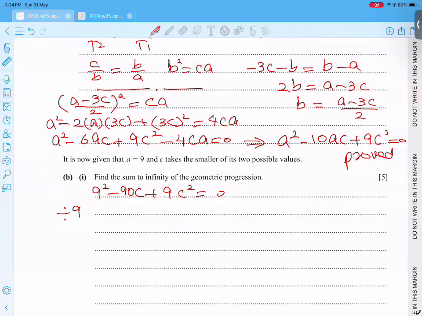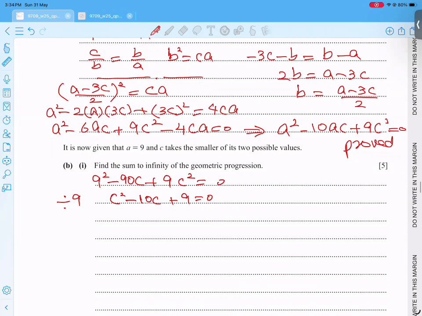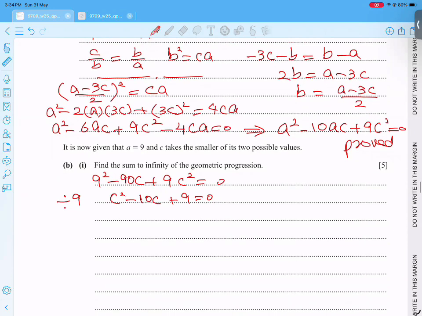So I'm getting C square minus 10C plus 9 is equal to 0. Let me check again. Okay, and now yes, okay. Now we can factorize. So 9 ones are 9, C square minus 9C minus 1C plus 9 is equal to 0.